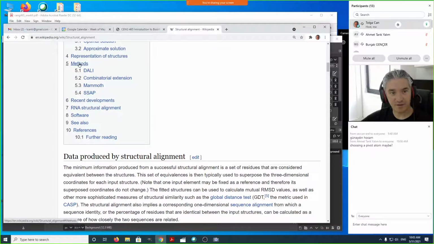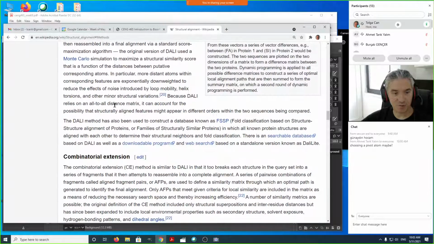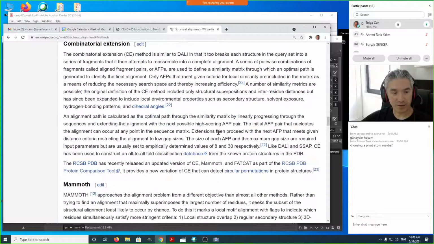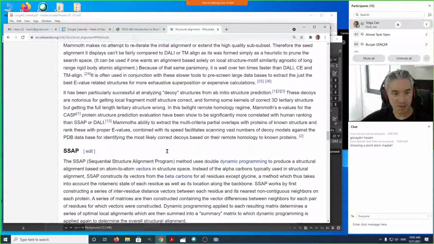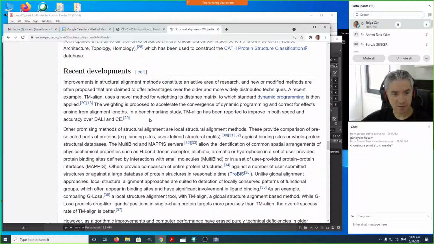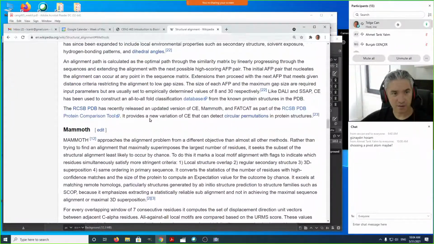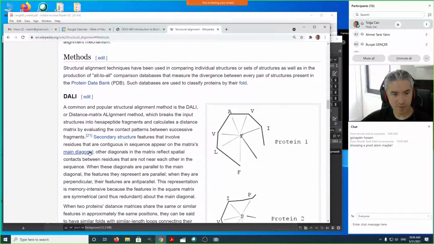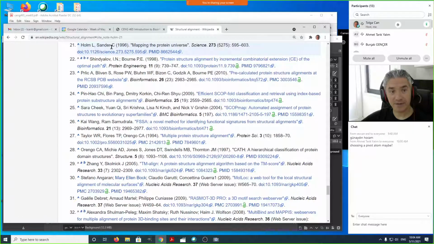As you can see, under the methods section, the first two methods they mention are DALI first and CE second. So they are also, for me, the first two algorithms that I learned. I don't know the details of the Mammoth algorithm or SSAP, the sequential structural alignment program, which I think uses double dynamic programming. I'm not going to talk about SSAP, but an algorithm similar to that. And there are some recent developments. This is the DALI paper by Holm and Sander in 1996, mapping the protein universe. And Ilya Shindyalov and Philip Bourne, I had a chance to meet them as well.